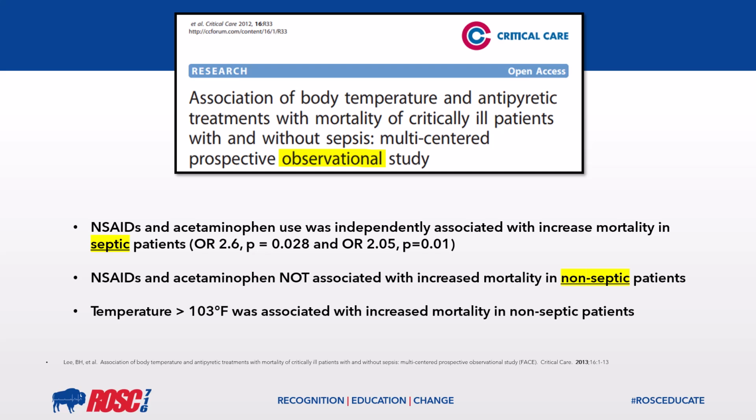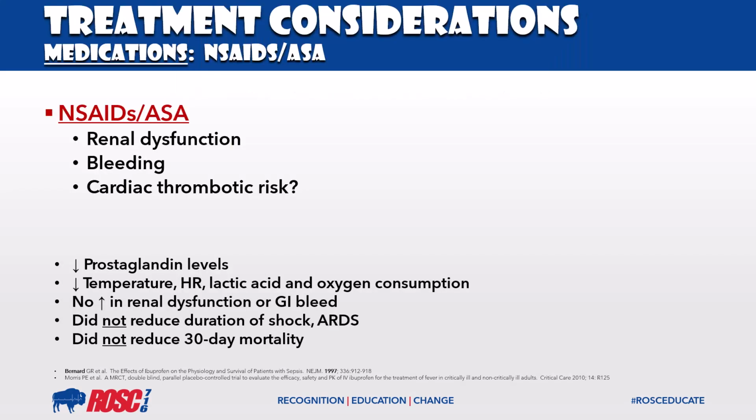The same was not shown in non-septic patients. Another unrelated concerning signal in this paper was that temperatures greater than 103 Fahrenheit were associated with increased mortality in non-septic patients. So now let's get into the actual treatment itself, treatment considerations and medications, and we'll start with NSAIDs.